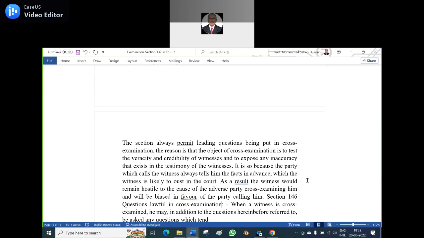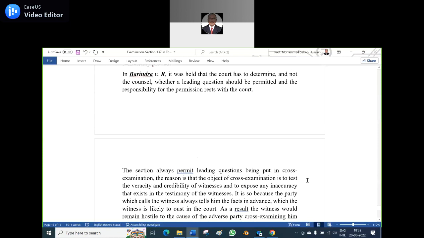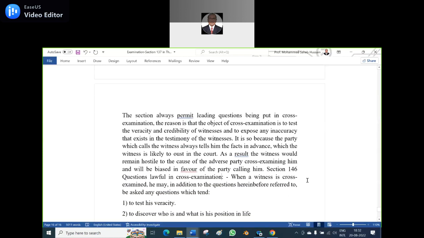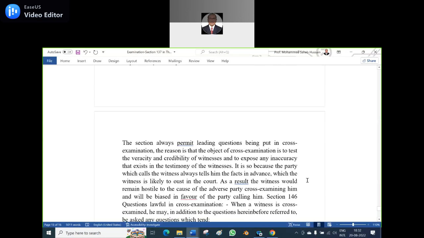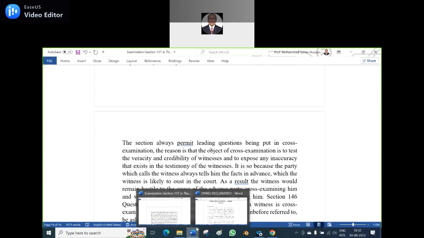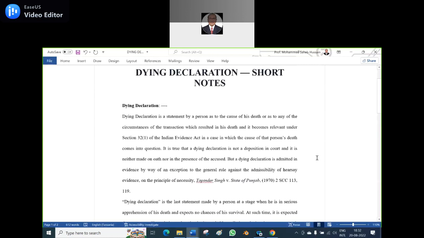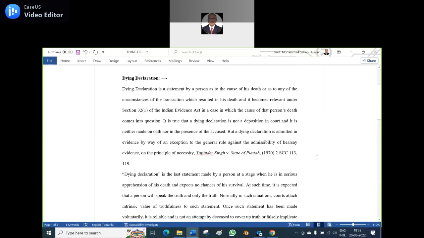Suppose it is not a dying declaration at that time, what is the result? What is the phenomenon? What is the action? We will see it. So here, the question is where we have gone. We have gone to some other thing: dying declaration. Now we have made it very much clear.